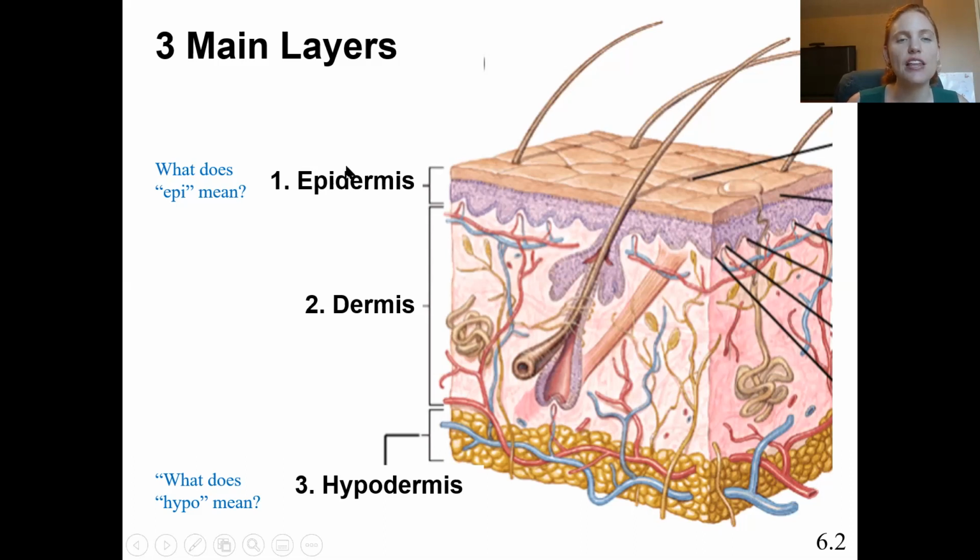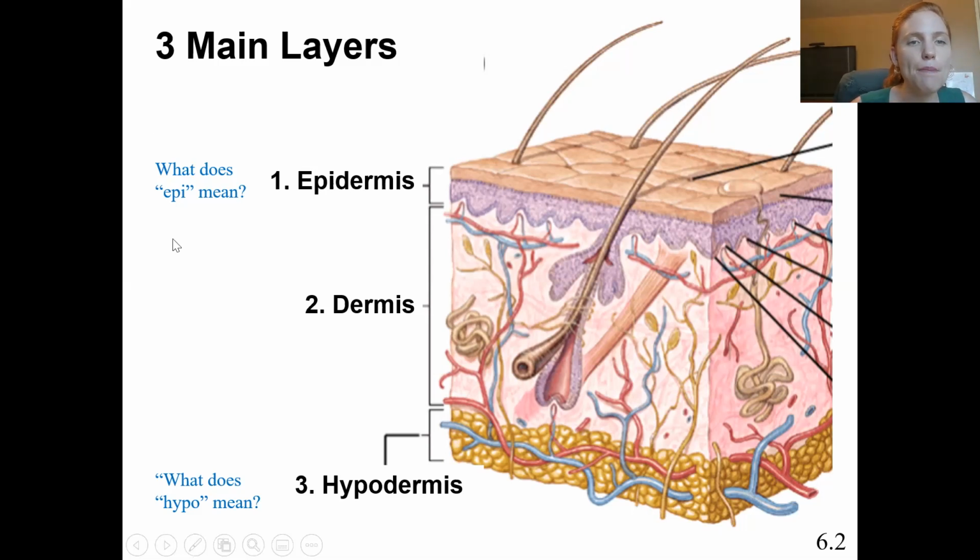So the 3 layers are the epidermis, the dermis, and the hypodermis. And I really like the way that these names reflect it. In the middle, I think of a little sandwich. In the middle here, we have the dermis. That is going to be that big fat layer in the middle. And then above it is the epidermis. So what does epi mean? We've seen this before. Epithelium, epi, above.